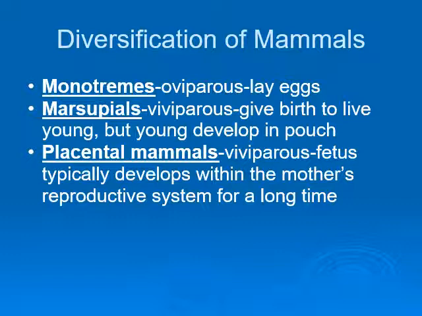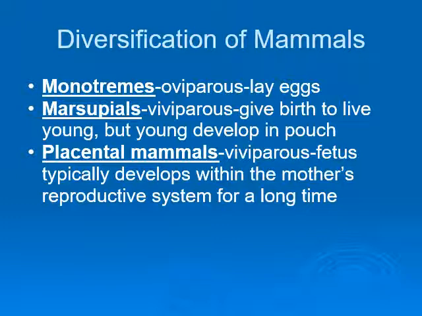The first category is actually kind of small. The monotremes, they give oviparous birth. That means they actually lay eggs. So they don't really give birth at all. They lay eggs. So the big example of this is, of course, the platypus. Most mammals are actually going to give live birth. Now, marsupials, they give viviparous birth.